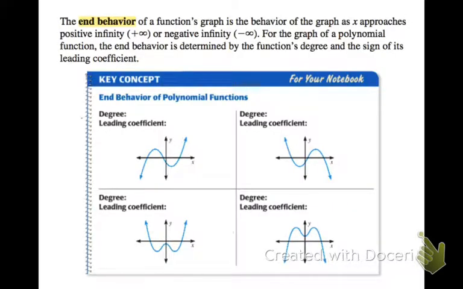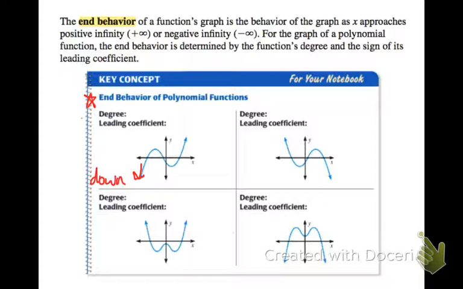So first let's talk about the end behavior of polynomial functions. A function's end behavior is the behavior of its graph as x gets bigger or as x gets smaller. And so we have just 4 random polynomial graphs here. And notice that the graph on the upper left has end behavior that is, as x gets bigger, it's going down.